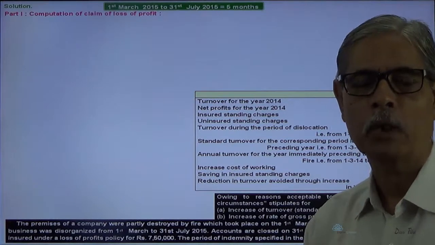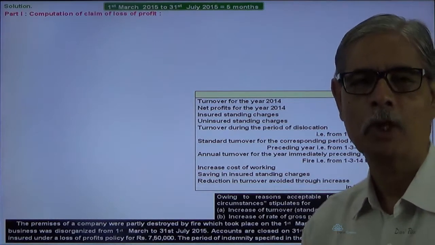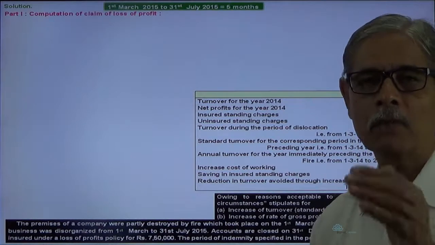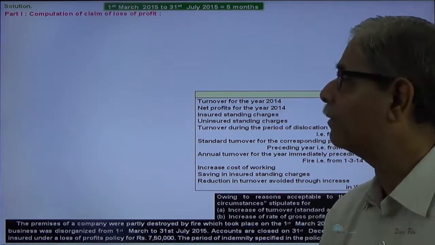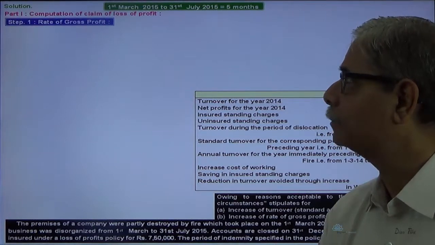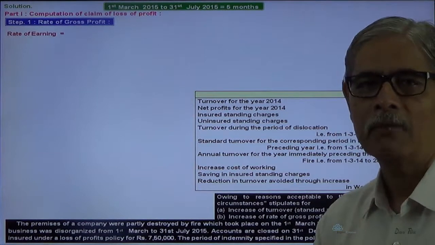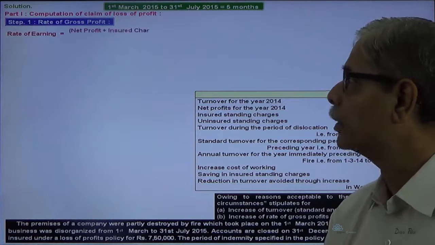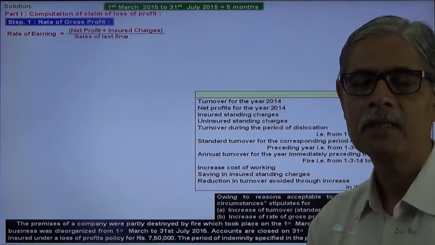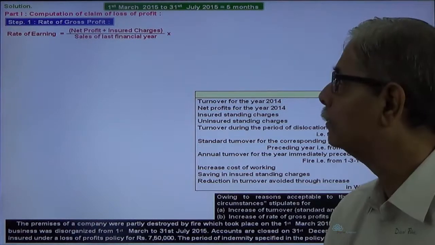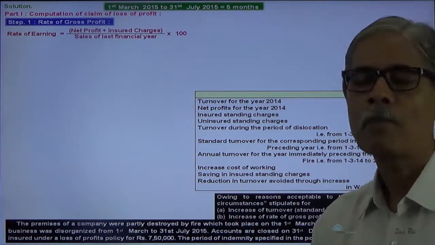Now to find out the rate of gross profit in the previous financial year, I am required to write down the formula for that. Net profit plus insured standing charges divided by sales of last financial year into 100.